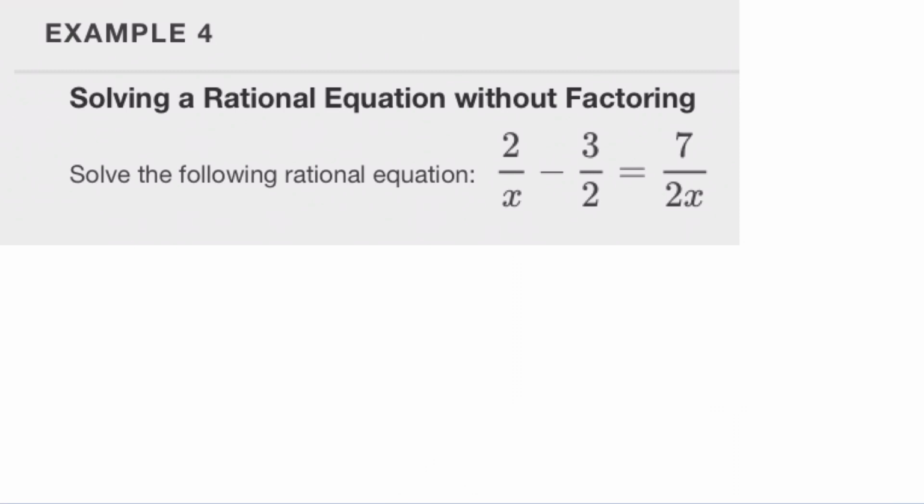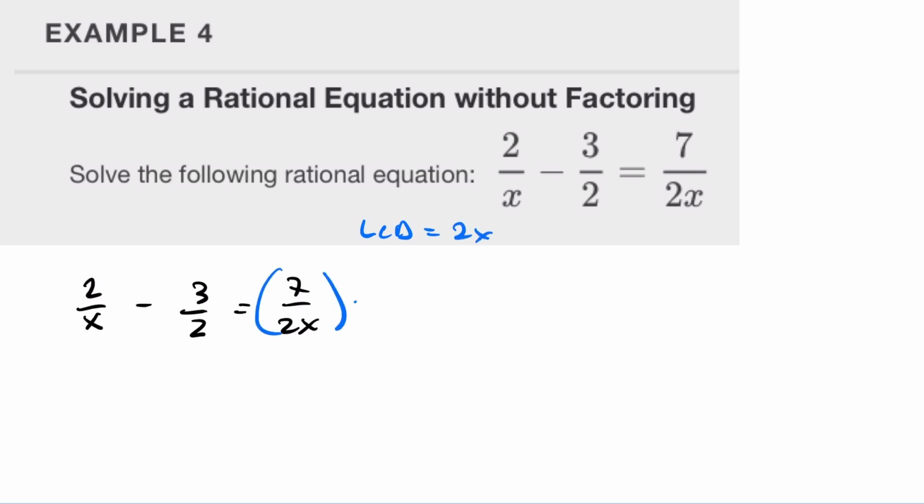So here we're asked to solve this rational equation. Let me see. Okay, so we have 2 over x minus 3 over 2 equals 7 over 2x. It looks like in this case, the least common denominator is just going to be 2x. So again, our LCD is 2x.